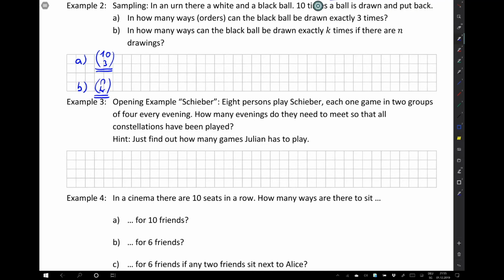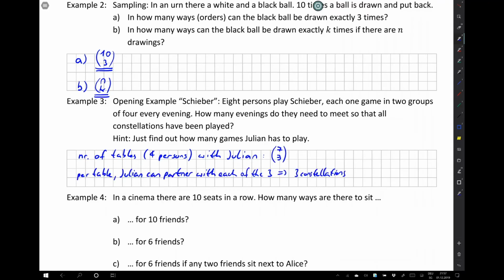Example 3, we're getting back to the opening example about sheep birth. So here comes the solution. How many different tables are there with Julian participating? Well, this means there is Julian and 3 other persons. So we have to choose 3 persons out of the 7 persons. So we get 7 choose 3. Well, per table, Julian can partner with each of the 3 other persons sitting at the table.